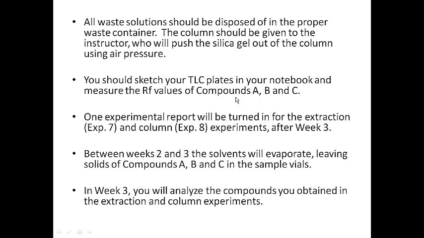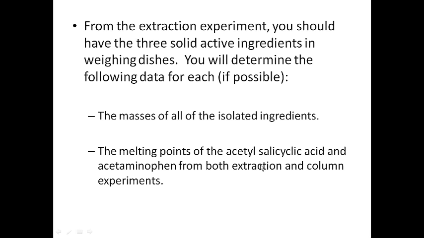Between weeks 2 and 3, the solvents will evaporate from the vials, and so we should have solids of compounds A, B, and C in the sample vials. In week 3, we're going to analyze not only the vials of A, B, and C, but also your individual samples from extraction that are in the aluminum weighing dishes. From the extraction experiment, you should still have the three solid active ingredients in the weighing dishes. If you didn't get a component, that's okay, you didn't get a component.